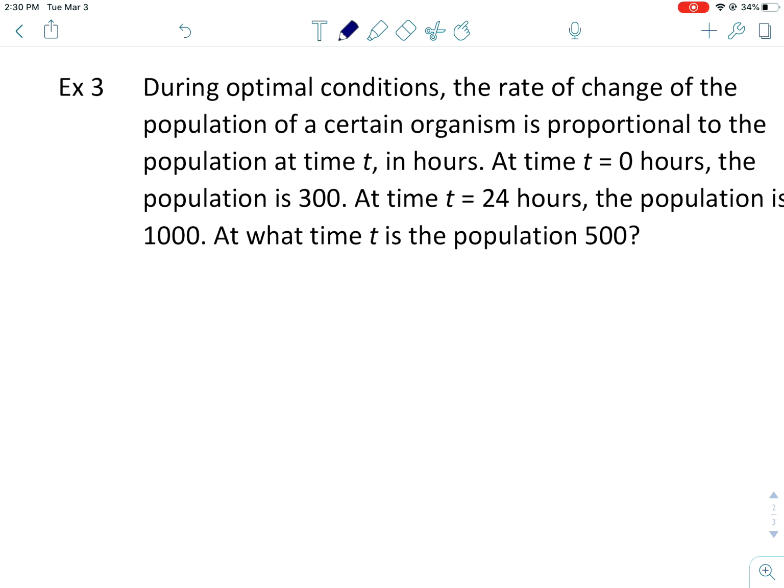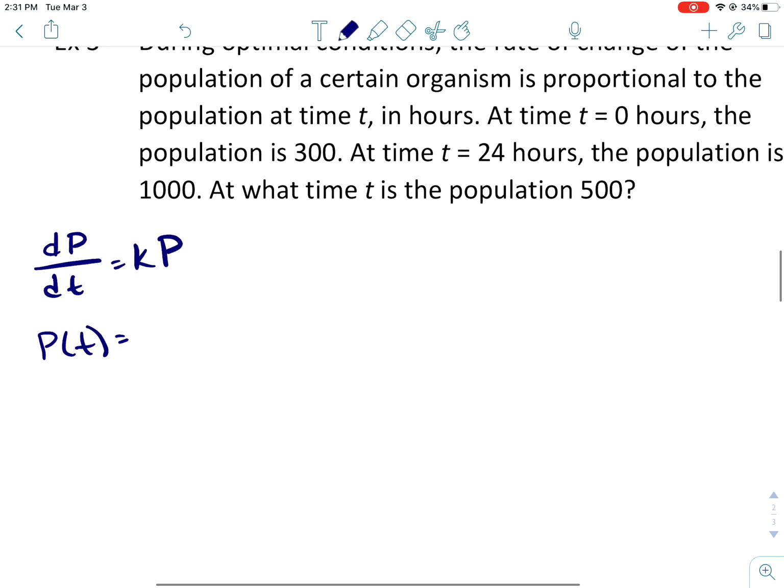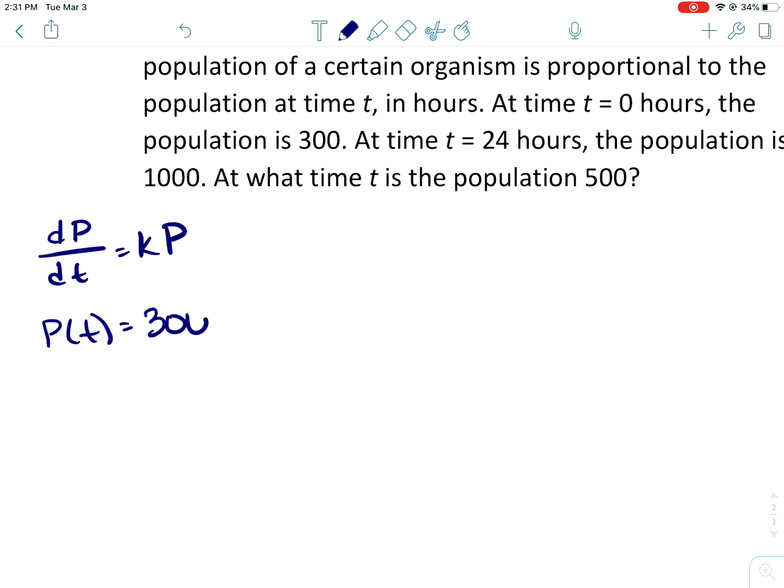Okay. So let's go back to the first sentence. The rate of change of the population is proportional to the population at time t. So that would be, we'll call P for the population, P prime is equal to KP. So definitely exponential. All right, so I could go ahead and say that P of t is equal to 300 e to the kt.